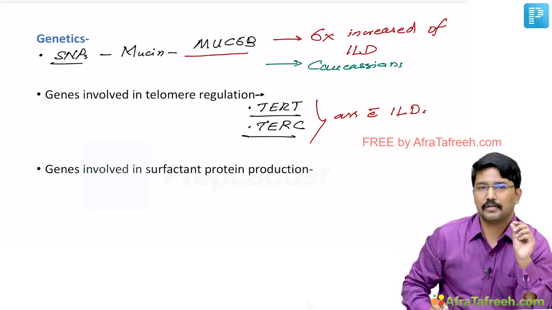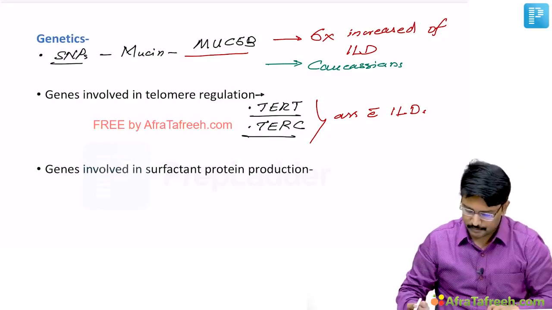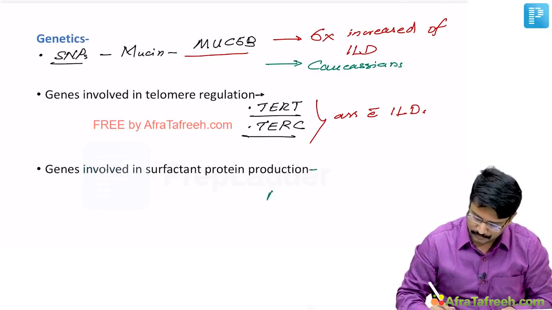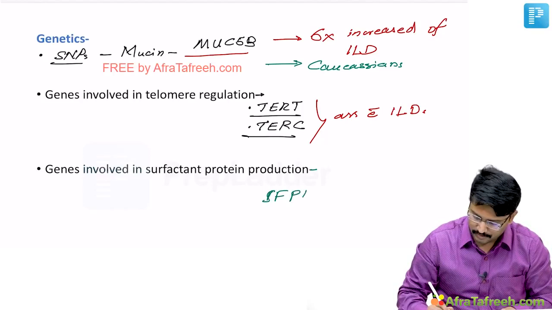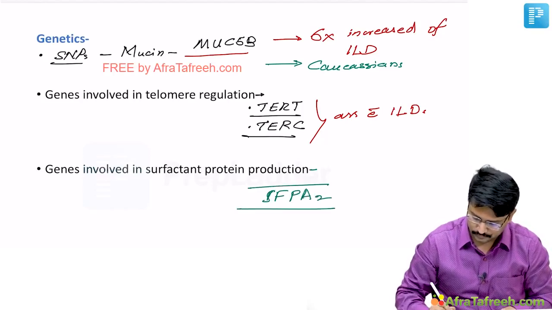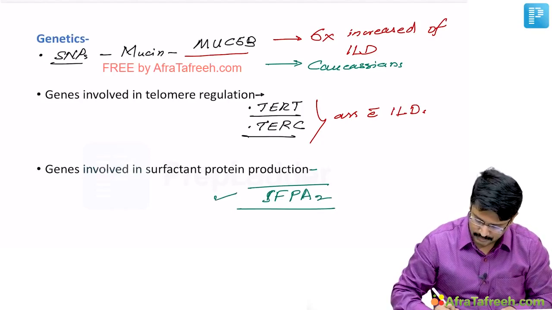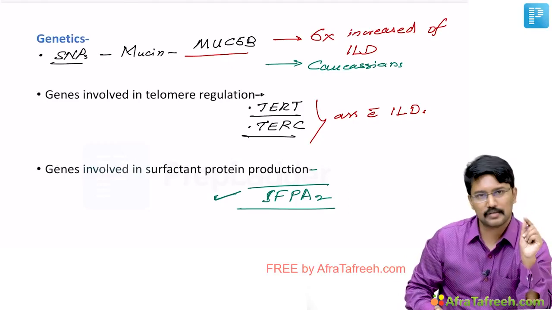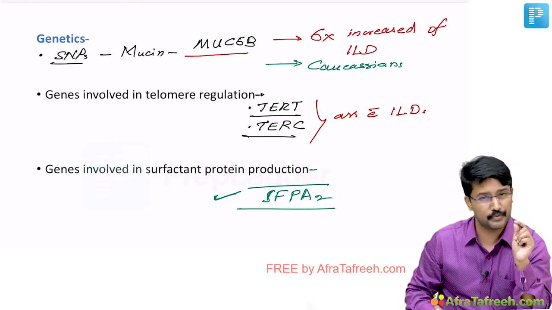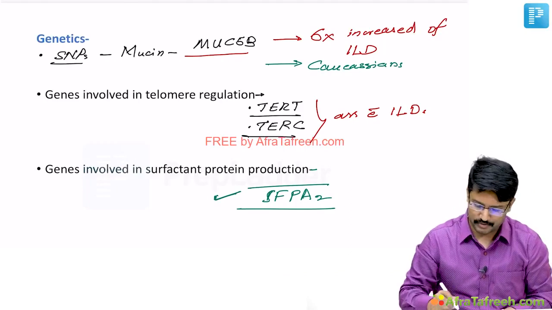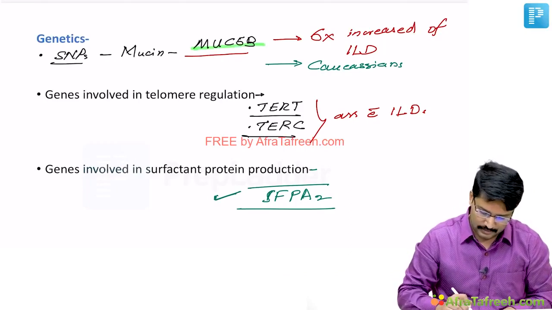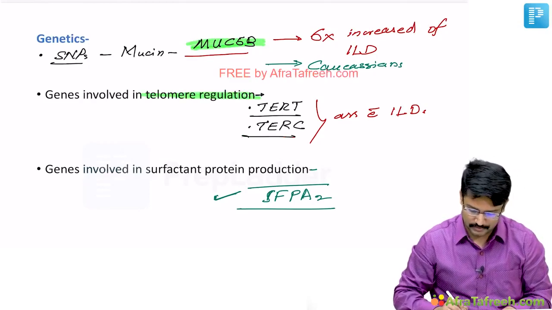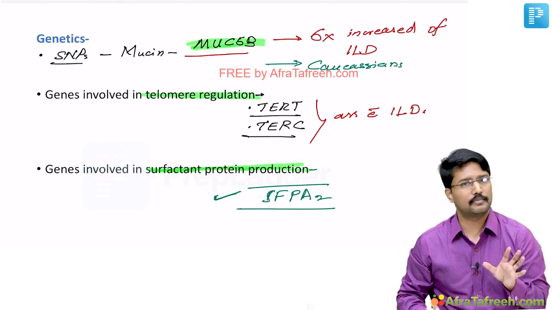Then third, even the genes that code for the surfactant protein have been implicated in pathogenesis of ILD, and one you should remember is surfactant protein A2. So this gene has also been implicated in pathogenesis of ILD. So three important genes. The first one is single nucleotide polymorphism in MUC5B. The most important point I want you to remember. Okay, and the second one is the genes which are involved in regulation of telomere length, and the third one which regulate the surfactant protein.